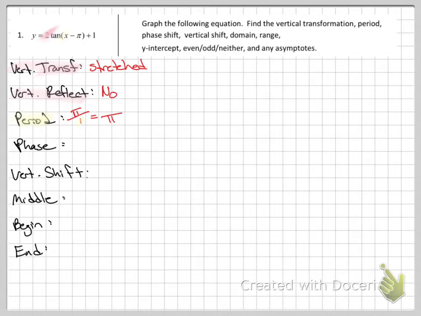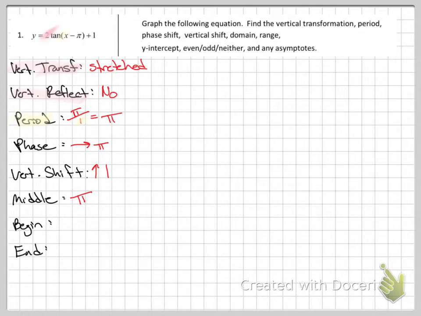Phase shift minus pi is going to move it right pi. Vertical shift plus 1 is going to move it up 1. The middle is the phase. The middle is going to be pi. So that means I'm going to split the period, half of it to the left of pi and half of it to the right of pi.